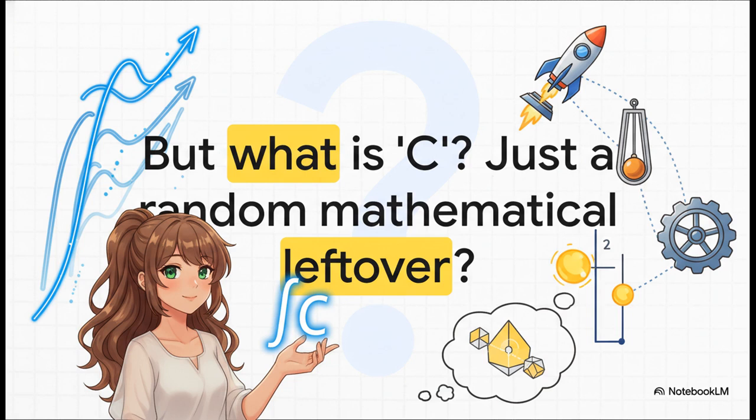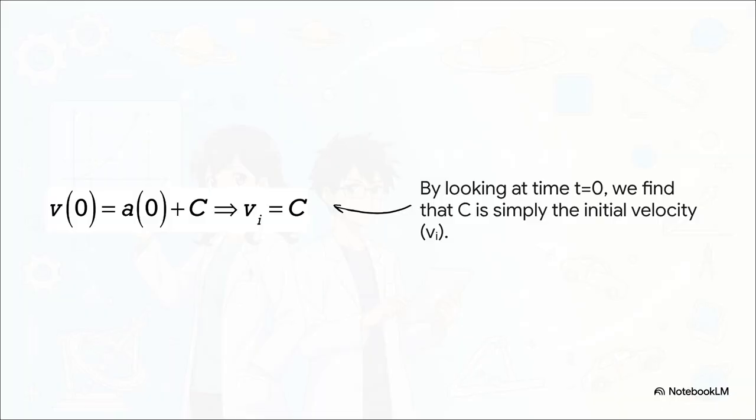Kinda. You see, the integral is great at finding the shape of the original function, but it has no idea where that function starts. That c could be any number, and it would just shift the whole graph up or down. But here's the cool part. In physics, c isn't just some random leftover. It actually means something real. And figuring out what it means is surprisingly simple.